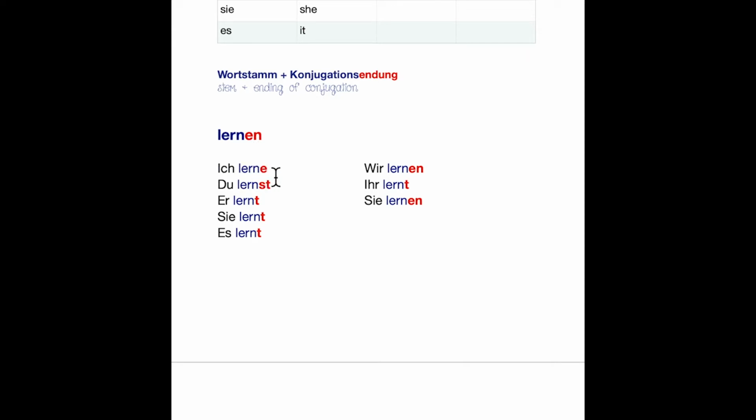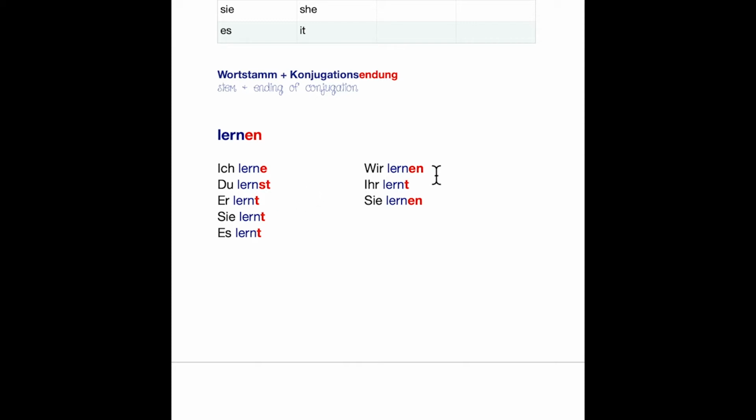For ich, you add an e to your word stem and you end with ich lerne. For du, you add an st to your word stem, which is du lernst. And for the third person singular, er, sie and es, you just add a t to your word stem and you end with er lernt, sie lernt, es lernt.